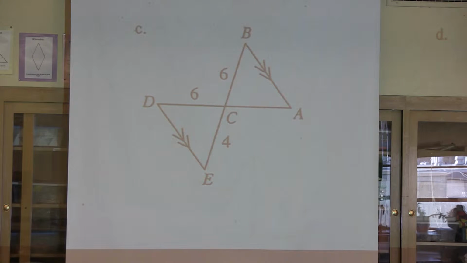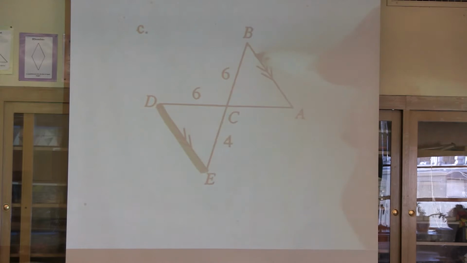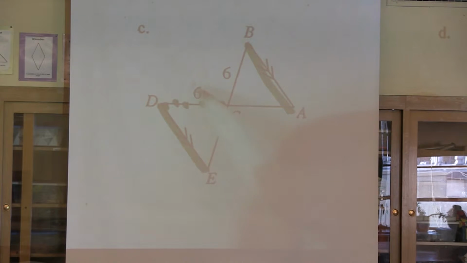Kalasia. Side, side, side. Nope, because I don't have this side and this side. Because my arrowheads don't mean equal, they mean parallel. So those aren't equal. They might be, but I don't know, and I can't make stuff up. I only got a couple of 6s. So I do have a set of sides, right? This and this.